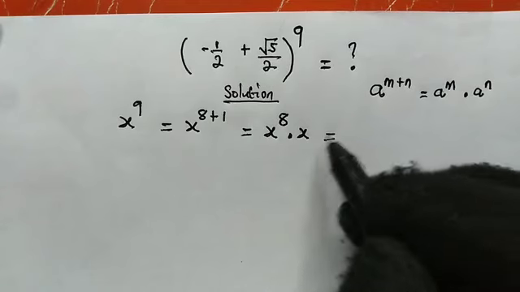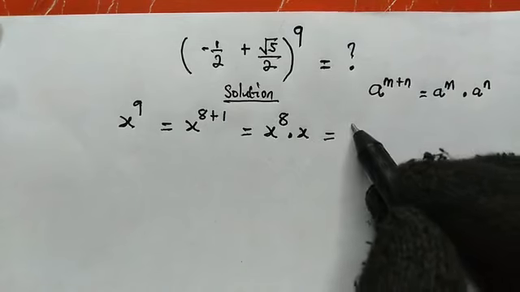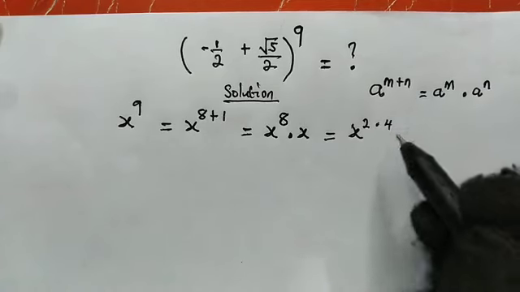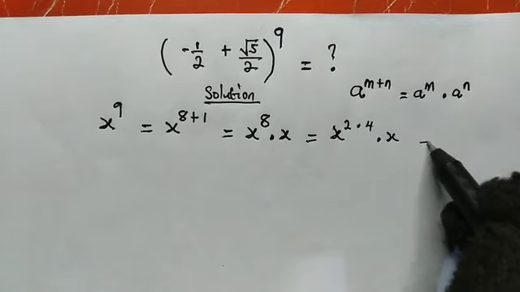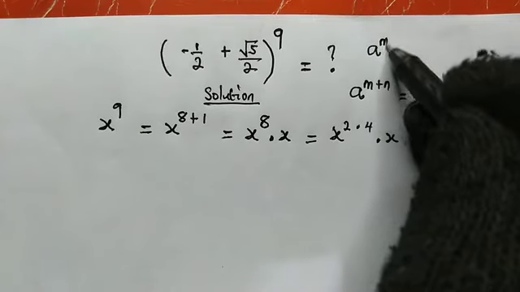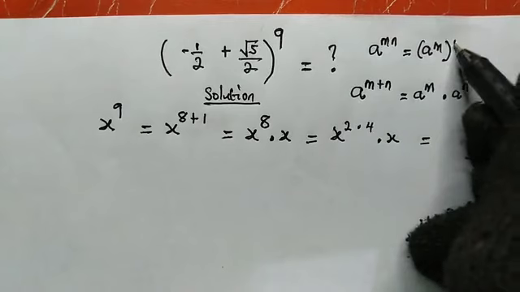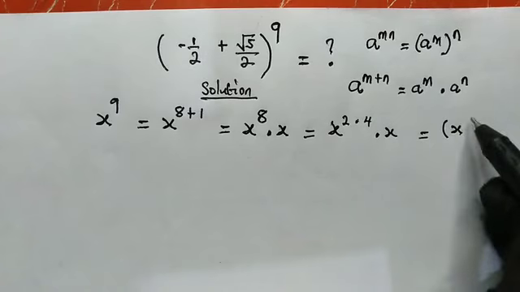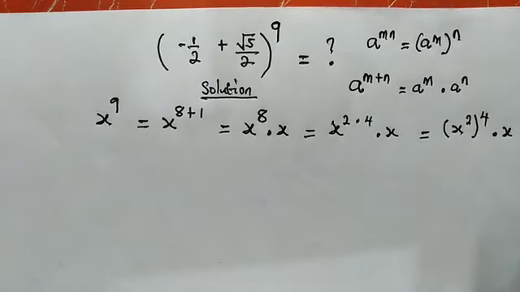So this will be equal to, again, 8 here is the same as 2 times 4. So we have here x to the power of 2 multiplied by 4, then multiplied by x. Make use of this property: a to the power of m times n is equal to a to the power of m in bracket raised to the power of n. So this will be x to the power of 2, then raised to the power of 4, multiplied by x.